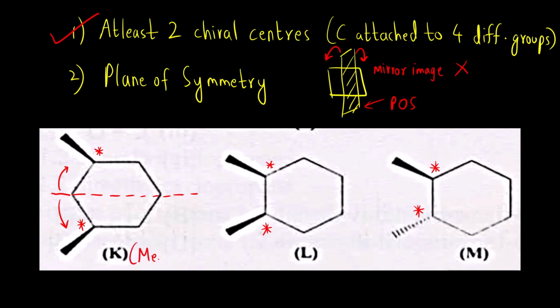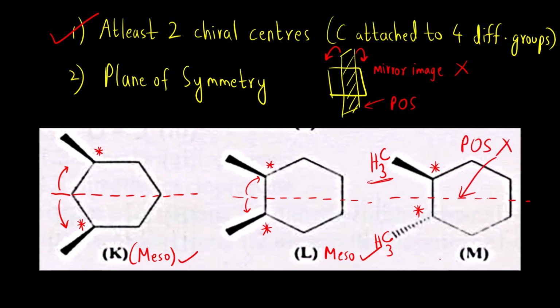So is this a meso compound? Yes, it is a meso compound. Now the L compound, again I can pass a plane like this, and this half is exactly the mirror image of the other half. So this is also a meso compound. But here, suppose I draw the same plane, is this a plane of symmetry? No, because here you can see the methyl group is above the plane of the paper, whereas on the other side, methyl is below the plane. That is, above the plane there will be no methyl group to reflect. So the plane of symmetry is not present. So M is not a meso compound.